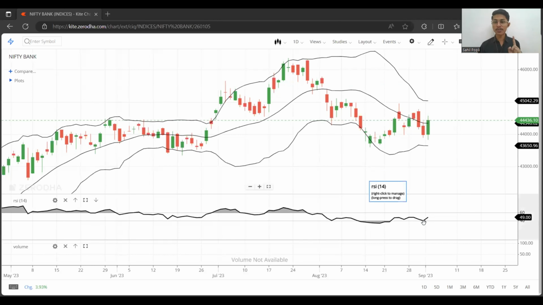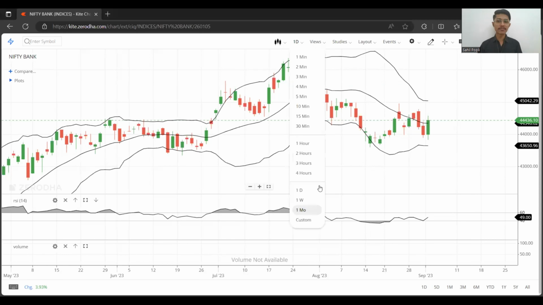But at this point of time, it is taking 40 support as well, which means the market is telling that I am not bearish. I'm not so bearish, right? So at this point of time, it is breaking out of moving average as well. And that's how we do.